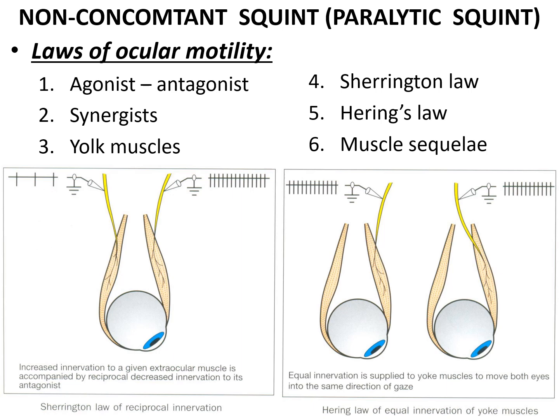Here we will discuss the laws of ocular motility in a case of paralytic squint. Agonist is the muscle which causes a particular movement of one eye, and antagonist is the muscle in the same eye which is relaxing at that very moment. The movement of this agonist and antagonist is governed by Sherrington's law of reciprocal innervation. Increased innervation to a given extraocular muscle is accompanied by reciprocal decreased innervation to its antagonist.